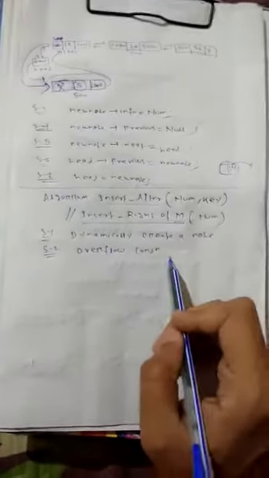The first step is similar: I am declaring a dynamically created node, that is struct node star new node, and new node will store struct node star malloc size of struct node. Then overflow. What is the overflow condition? If new node equal to null, then print overflow and return, that is system memory will be checked for the overflow condition.